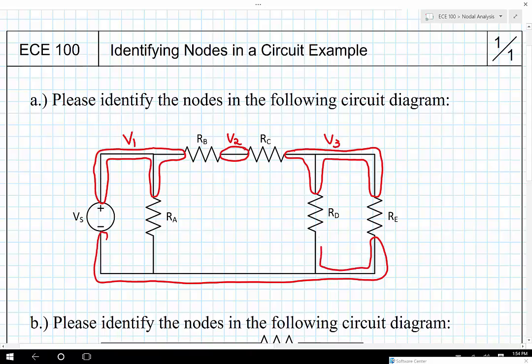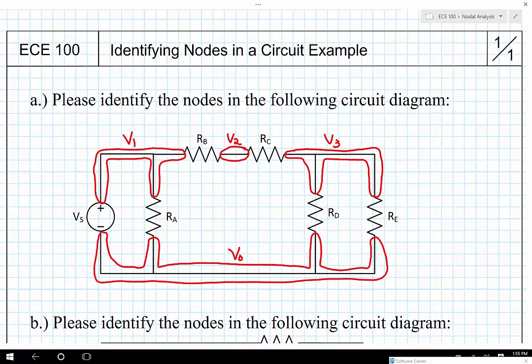I'm sorry, V0. Now, it's not specifically shown in this case that V0 is the reference node or the ground node, but I'm still just out of tradition going to call that V0. If there were a ground symbol attached to that node, then I would know that its voltage is supposed to be 0 volts. As it stands right now, I don't know that for sure. What I can tell you is that there are 3 independent nodes in this problem.